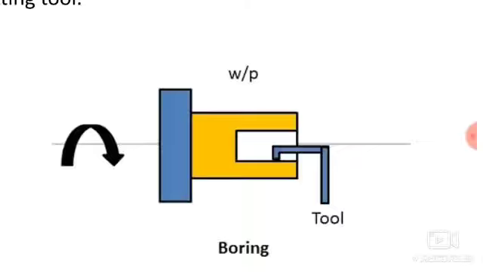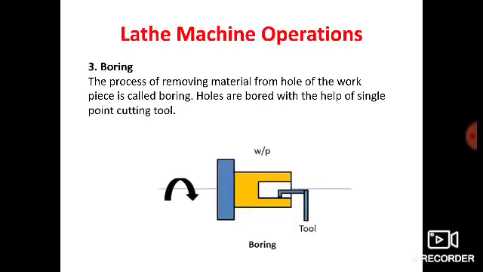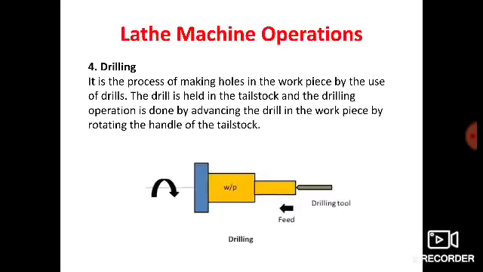So at the end you can increase the diameter of that hole, and that is nothing but boring operation. Next operation, drilling. It is a process of making a hole in the workpiece by the use of a drill. The drill is held in the tailstock and the drilling operation is done by advancing the drill into the workpiece by rotating the handle of the tailstock.